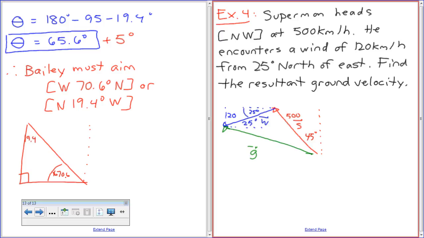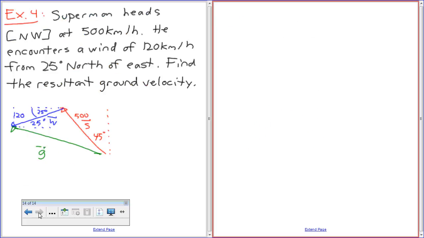So there's G. How do we solve for G? Yeah, go ahead. We're going to use cosine law again. I'm going to redraw this, you don't have to, but I'm going to just to make it easier to see. There's a 120. There's a 500. There's your magnitude of G.